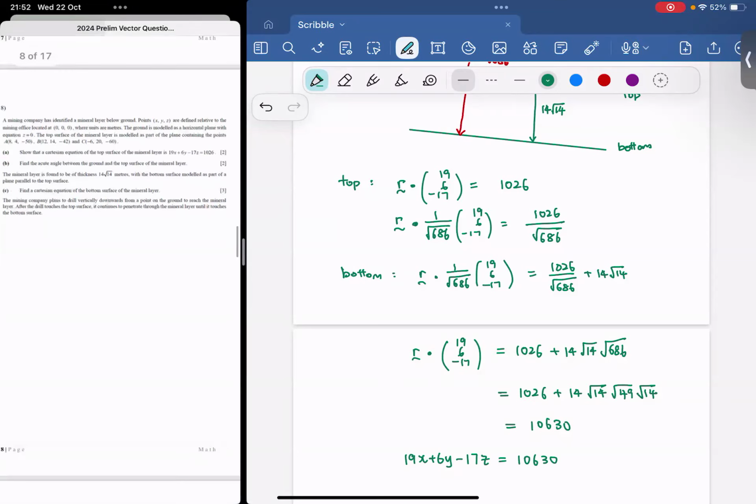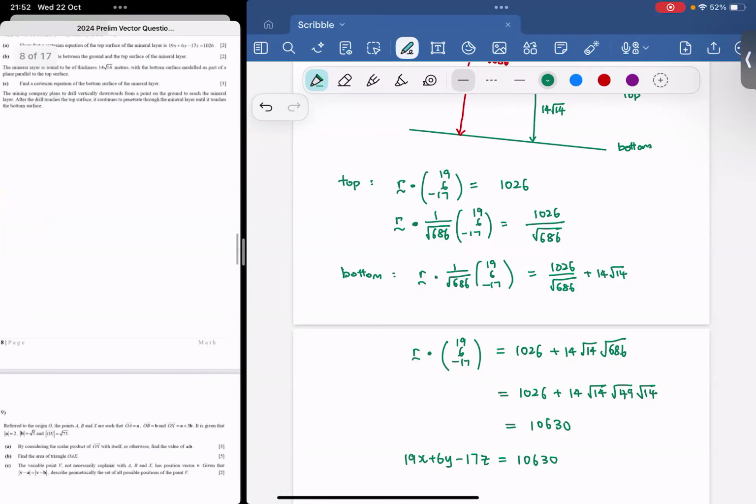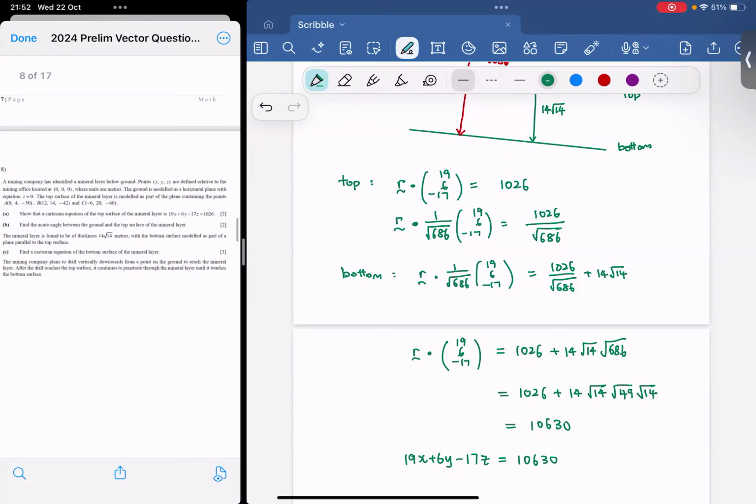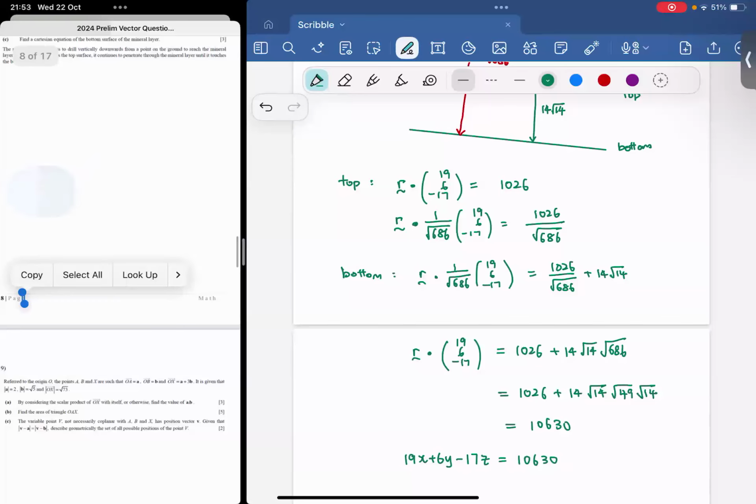Understand? Why is there no next part? There's something missing here. Oh no, there's something missing here. Okay, anyway, I shouldn't do the next question already.